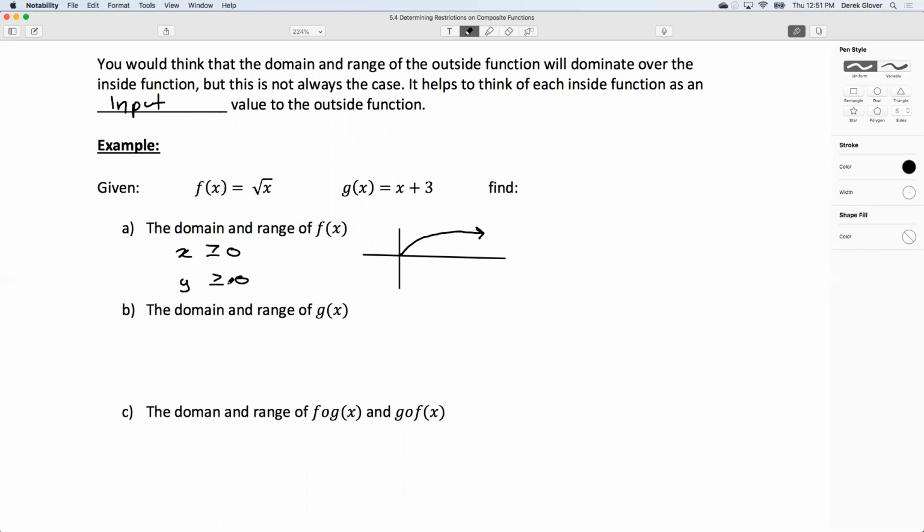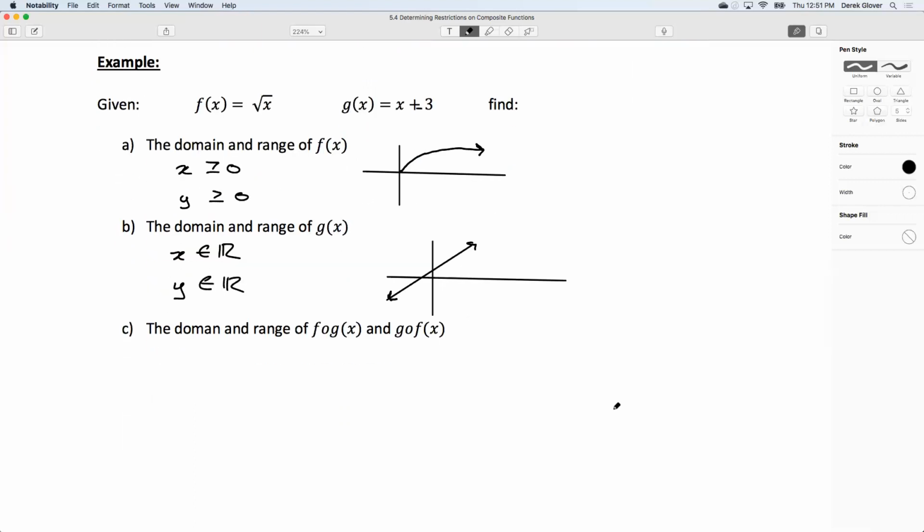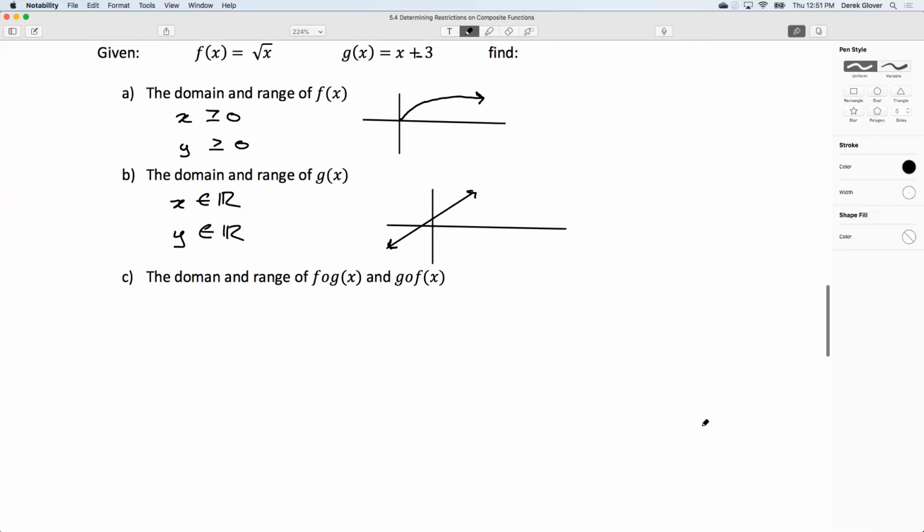G of x, however, is going to be a totally different beast. G of x is x plus 3. If we were to graph this, it's going to be a straight line with a y-intercept of 3. There's no restrictions on x. X could be any real number. However, y can also be any real number. But when we do f of g and g of f, that's going to change things a little bit.